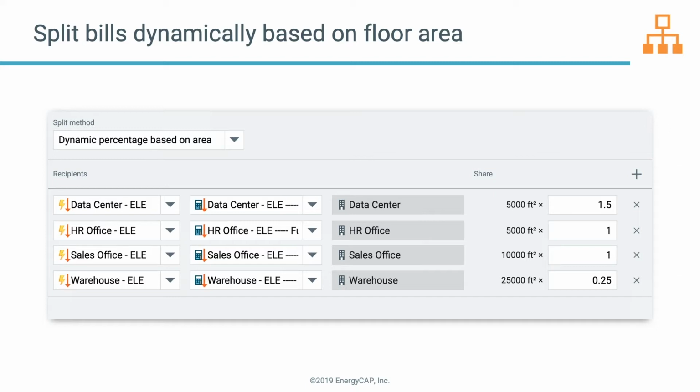In the same way, we've actually reduced the share that the warehouse should receive by giving it a weighting factor of only 0.25. So each of the floor areas will be multiplied by their multipliers or weighting factors, and then added together to figure out what the total adjusted square footage is, and then the percentages will be automatically updated with every bill that's split in the system to ensure that 100% of the source bill is distributed downstream.